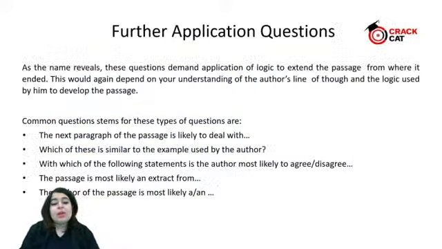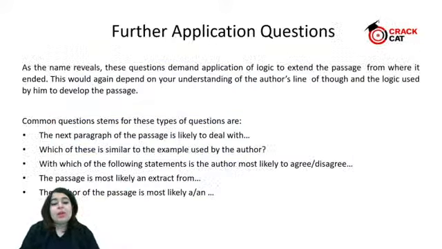It says, the next paragraph of the passage is likely to deal with what? They have given you a passage and they expect that you have been able to understand how the author has developed his passage and what line of thought he is carrying throughout the passage. Now they are trying to test you on a similar note by asking you what the next paragraph, following the last paragraph, the ultimate paragraph, is likely to deal with.